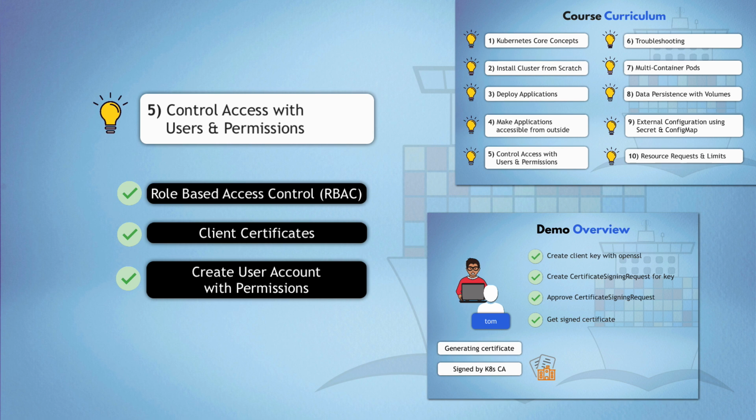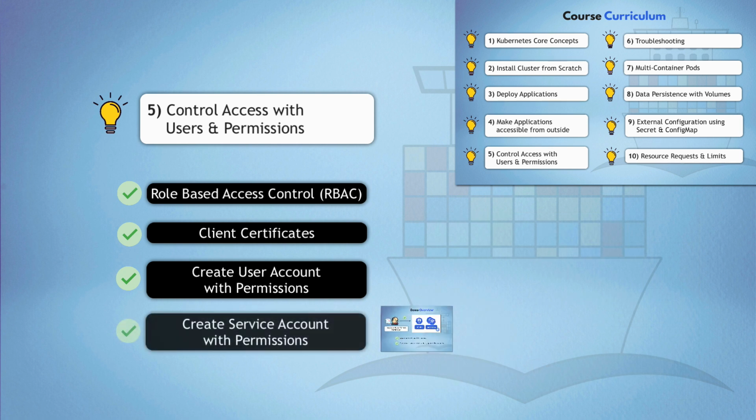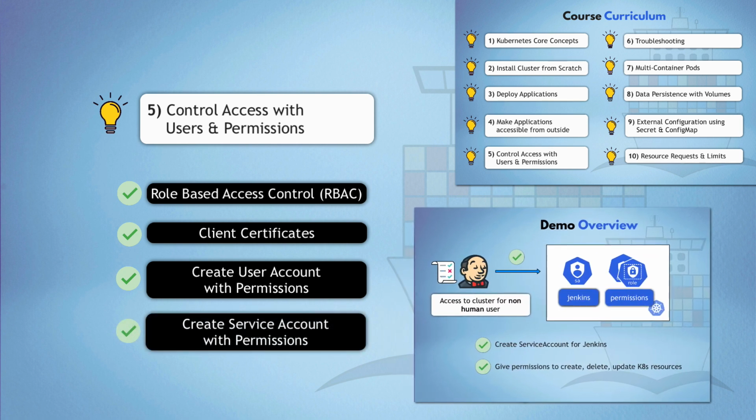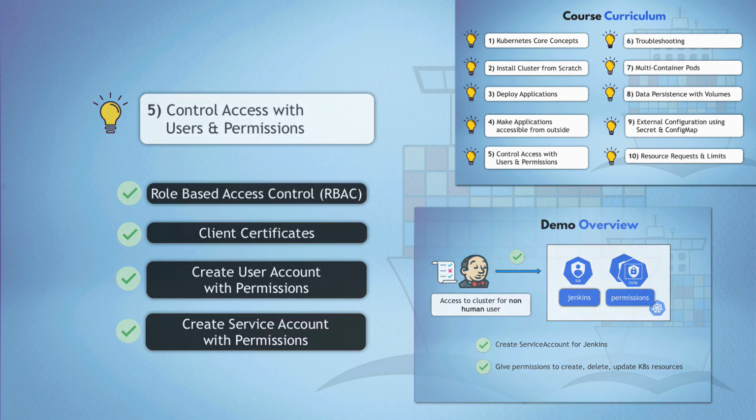Since DevOps is all about automation, you will have to automate processes like deploying applications from the CI/CD pipeline to Kubernetes. For such integrations, you also need users and permissions. So we will learn how to create non-human users for different tools that interact with Kubernetes.